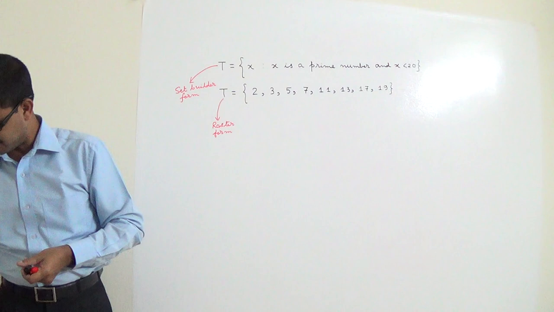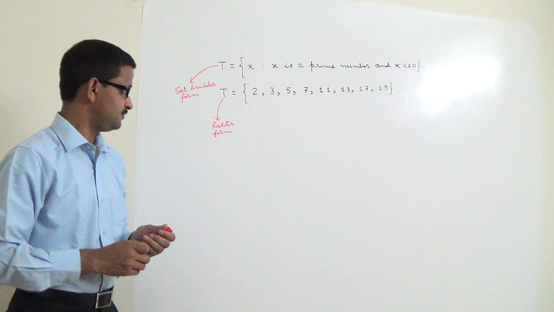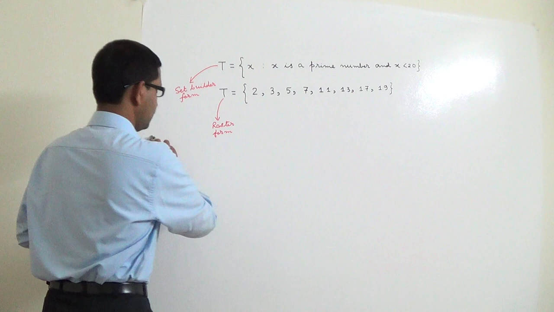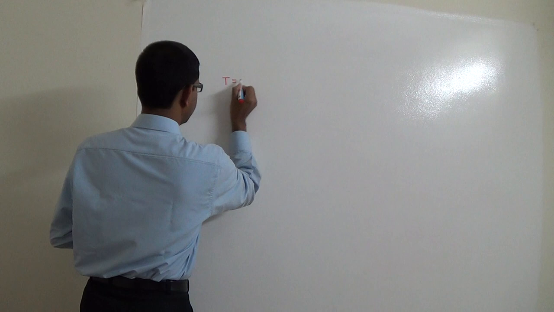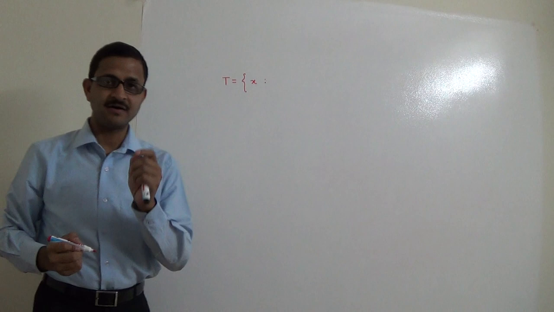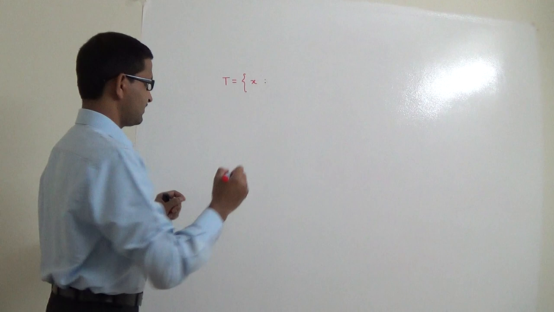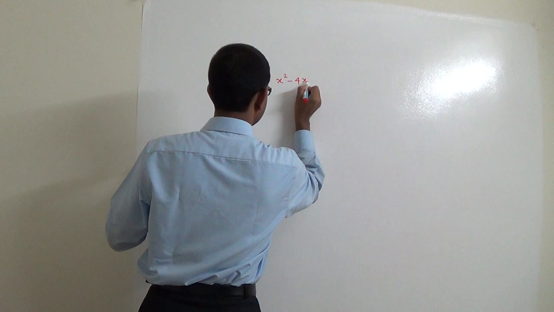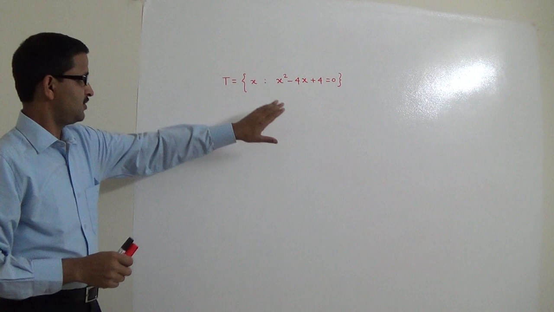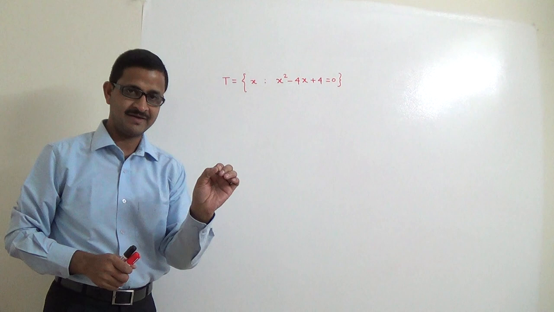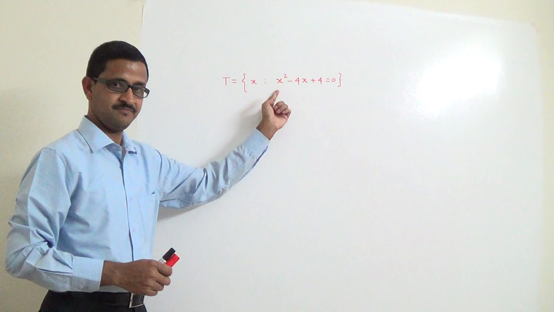Let's take an example and see how we can solve it. I am going to express a set in set builder form. That set is T. T equal to x such that x is a root of a quadratic equation. That means, what is the quadratic equation? x square minus 4x plus 4 equal to 0. So here the set T contains elements that must satisfy this quadratic equation. This form is set builder form.